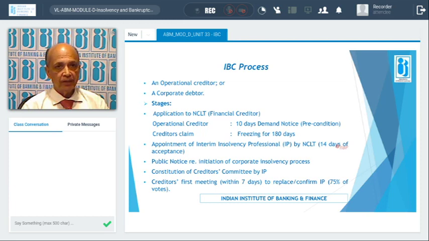Then comes the first creditors meeting. All creditors will be assembled. They would have a first meeting within 7 days, and they will have to decide whether to replace, continue with, or confirm the IP. There it is majority voting, 75% voting. If the percentage of votes is in favor of the IP, then the IP will be continued. If the creditors take any other view, the IP will be removed and someone else will be placed in place of this IP. The IP will be reappointed, confirmed or replaced. This is the third stage, again with 75% of the votes of the creditors.